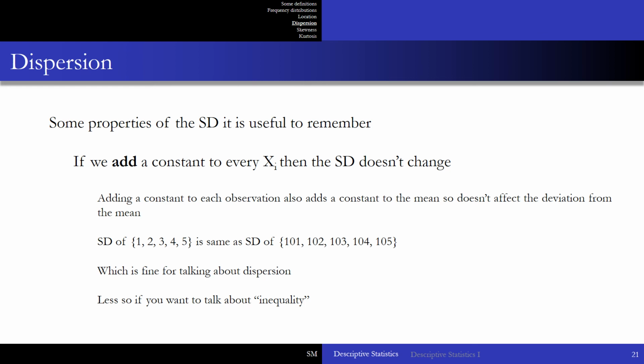Now, this is fine for talking about dispersion. It's less convenient if one wants to talk about inequality. For example, imagine this is a society in which this is the dollar wages of a sample of inhabitants, and this is another society in which this is the dollar wages of the inhabitants. Is it really true that this society here has the same degree of inequality as this society here? The dispersion might be the same as measured by the standard deviation, but it would seem quite odd to say that this society here is as equal as this society here.